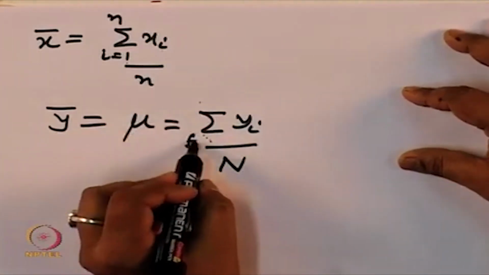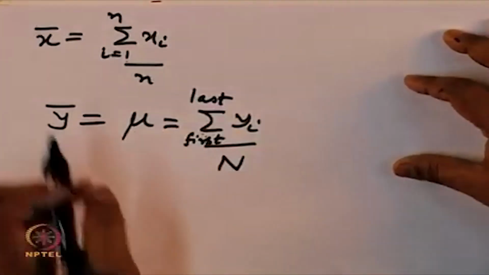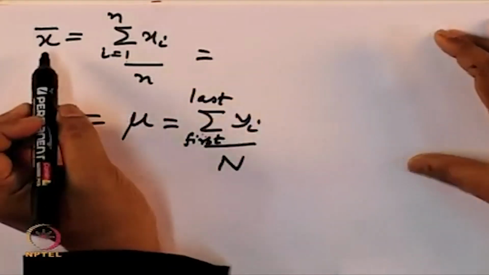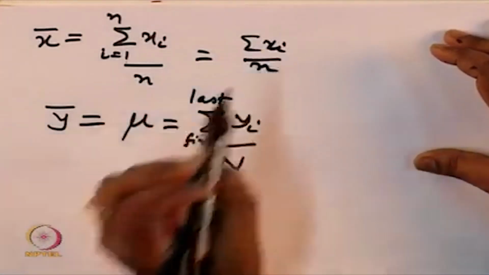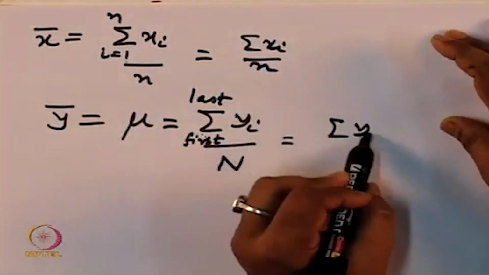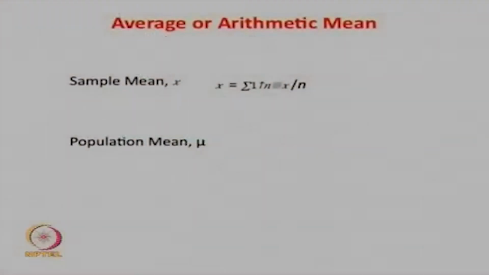So, this is from the first value to the last value. Okay. So, in simple speak, I can accordingly simplify x bar as summation x_i by n, and this is summation y_i by capital N. Okay. So, now let us do some transformations, simple thing.